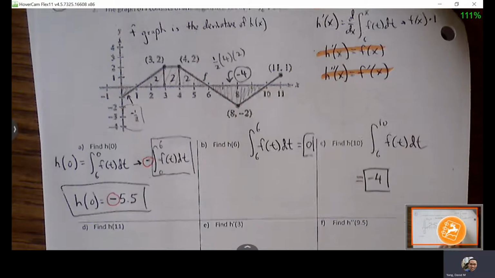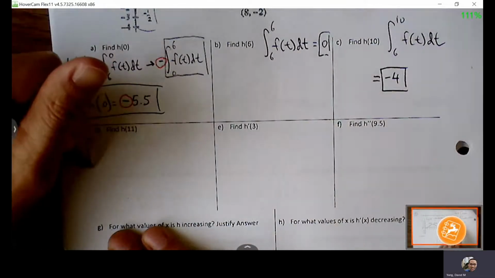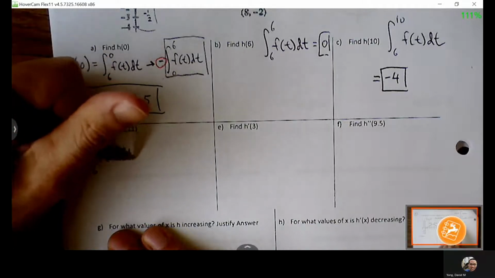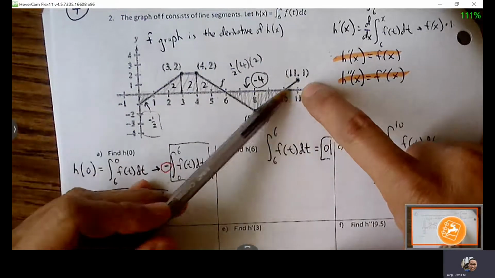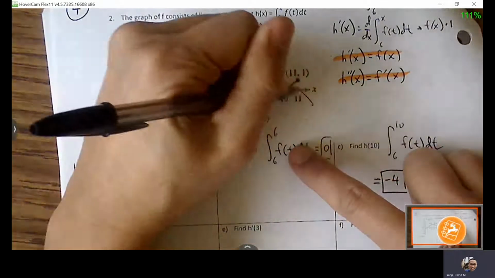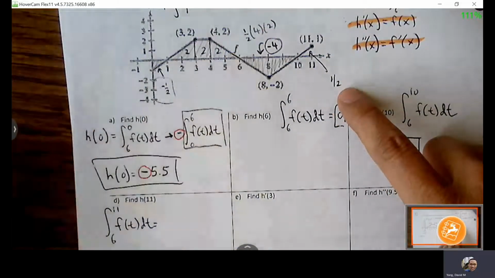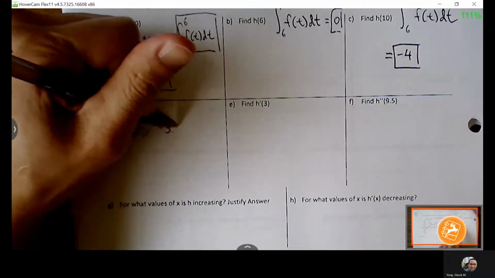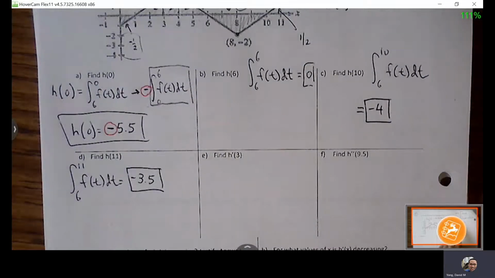Okay, find h of 11. All right, we just keep building off of the rule that they give us here. Okay, we already have 6 to 10, which is negative 4, and we know that 10 to 11 is going to be 1/2 base times height. That's a triangle. That's positive 1/2. So if I total this up, I get negative 4 plus 1/2, which is negative 3.5. Right?